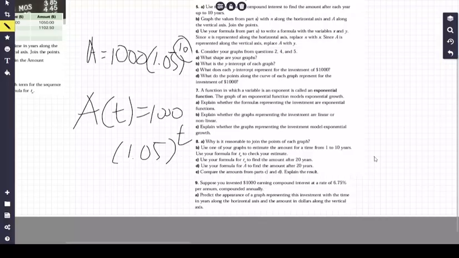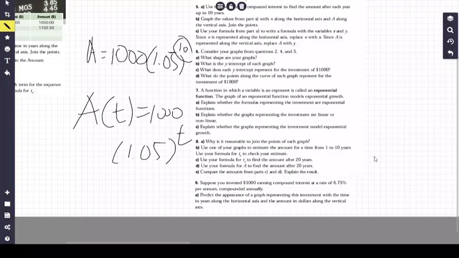So why is it reasonable to join the points? We already answered this for simple interest, but basically our investment is growing not only on a timely basis, it's growing every single second. So even though the interest is not applied, it's still growing every single second.